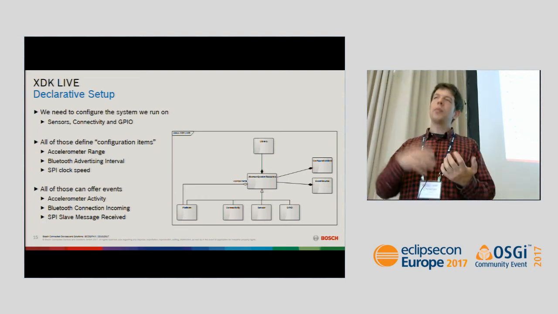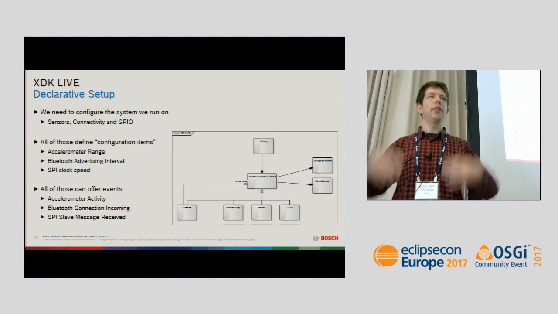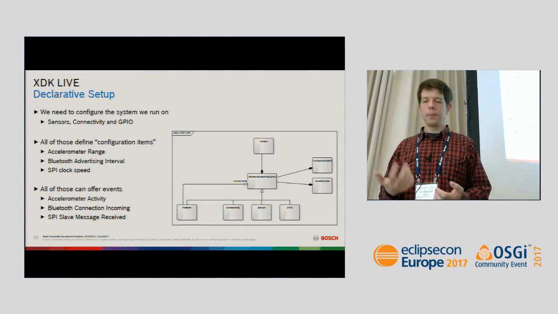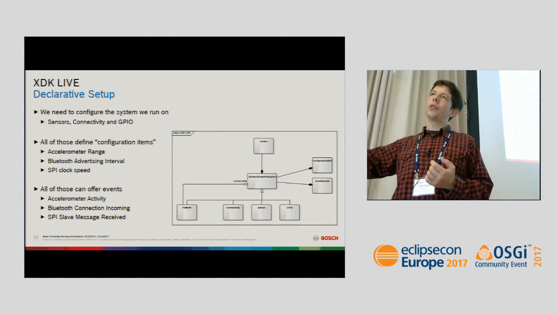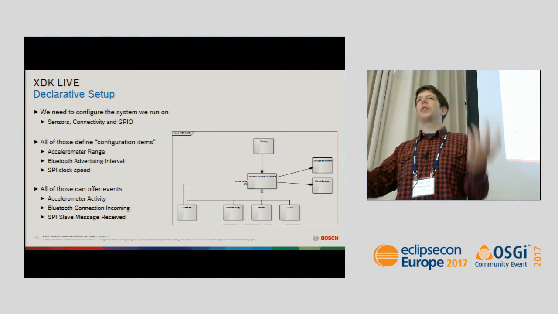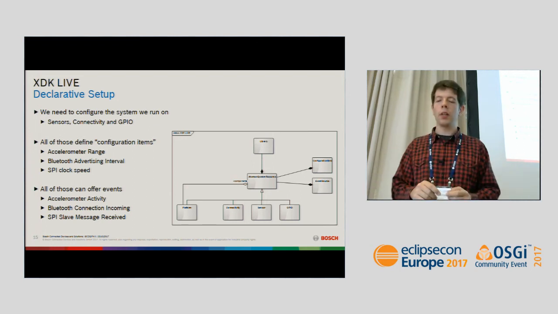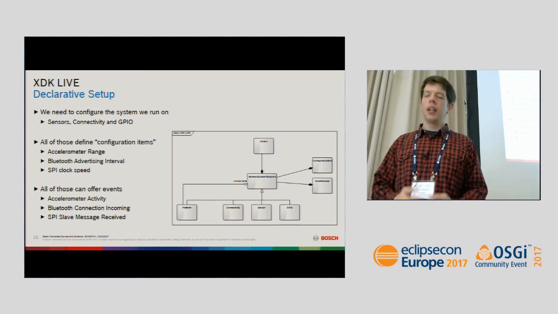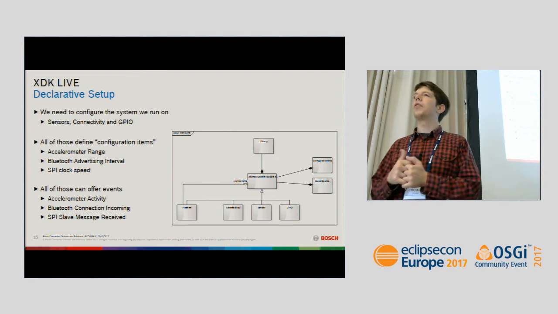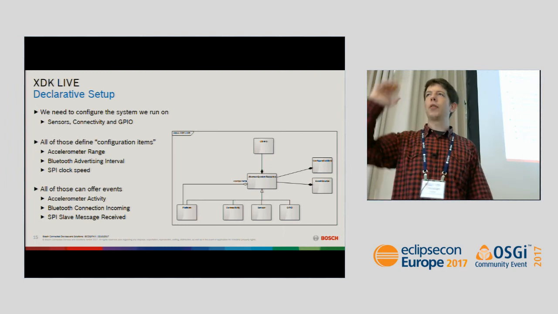And these platforms describe their sensors, their GPIO interfaces to the rest of the world, stuff like I2C, SPI, you name it, and the connectivity that they have available. All those system resources have two things in common. One, they can describe so-called configuration items. So on a sensor, it's something like the range that it can measure. On BLE, it may be the advertising interval, something like that. So basically attributes of those system resources. And all of those can offer events. Right, so a GPIO pin can offer a rising or falling interrupt event, something like that.